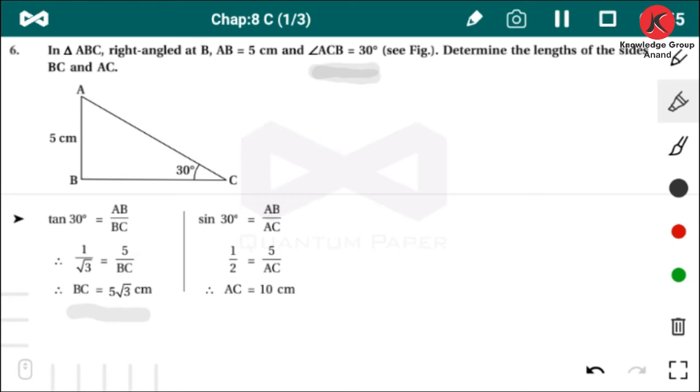Now sin 30 is equal to AB upon AC. Sin 30 is opposite upon hypotenuse. The value of sin 30 is 1/2, which is equal to 5 upon AC. So AC is equal to 10.